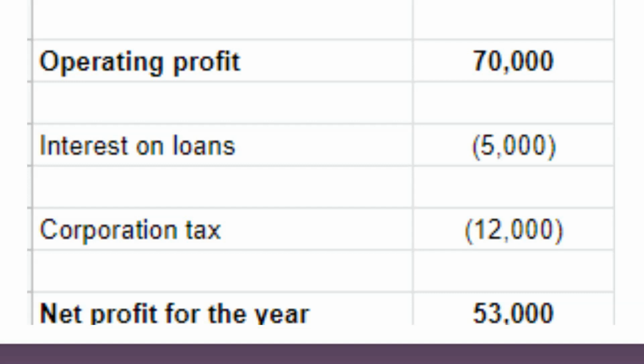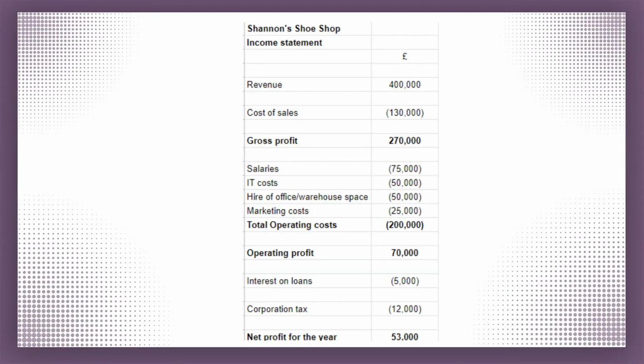So to work out Shannon's shoe shop's net profit, the bottom line, we take the total of these figures, which is £5,000 and £12,000, away from the operating profit of £70,000. When we do this, well, this leaves a net profit figure for the year of £53,000. This is the bottom line for the company, the amount of money that it's left with.